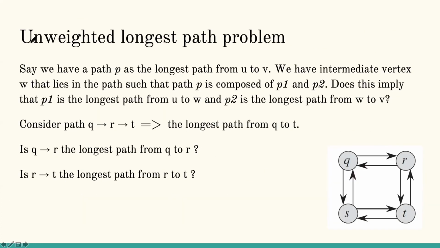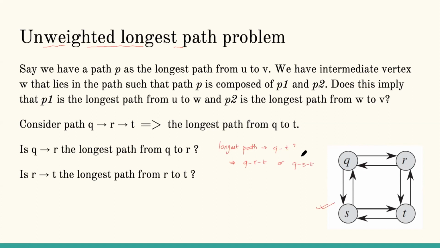Now let us discuss how dynamic programming does not apply to the unweighted longest path problem. To give an example, say we have a graph like this, and we are interested in finding the longest path between Q and T. The longest path between Q and T could be either QRT or QST.